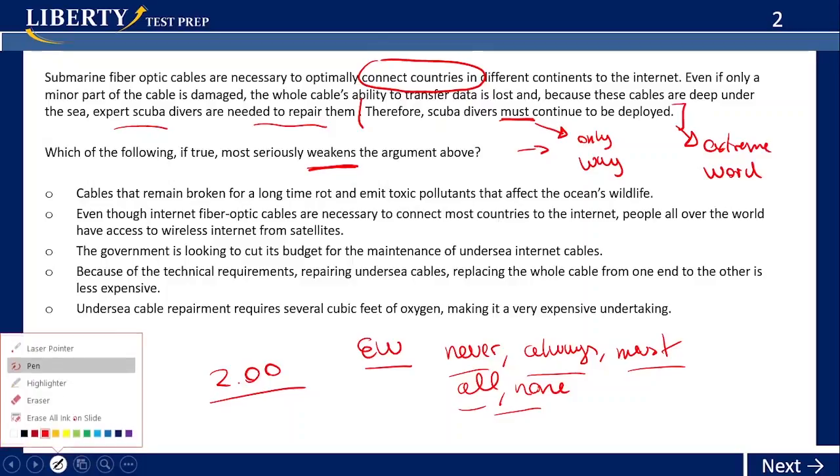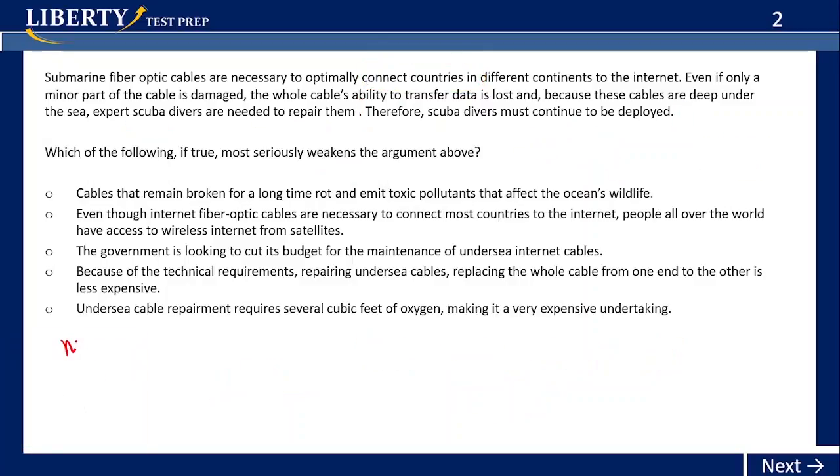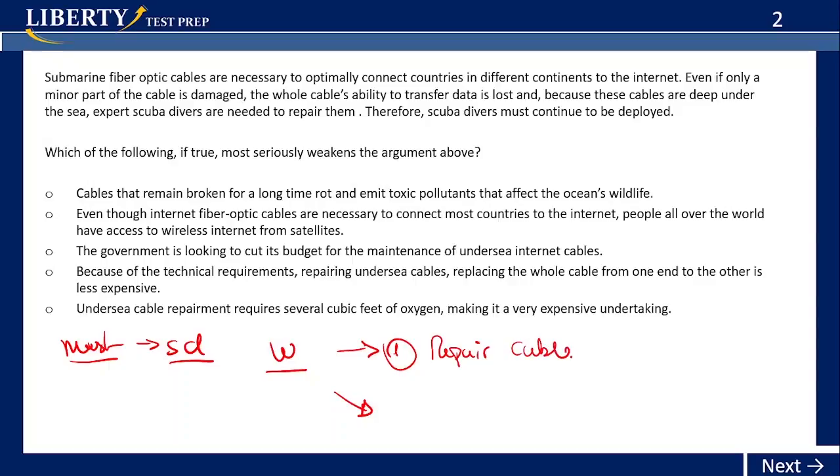The pre-thinking would be, okay, they tell me I must send scuba divers, and I want to weaken that, so I want to say I don't need to send scuba divers. Option number one would be, we can repair the cables in some other way, right? A different way. The other one would be, we don't need to repair the cables, no need to repair them.